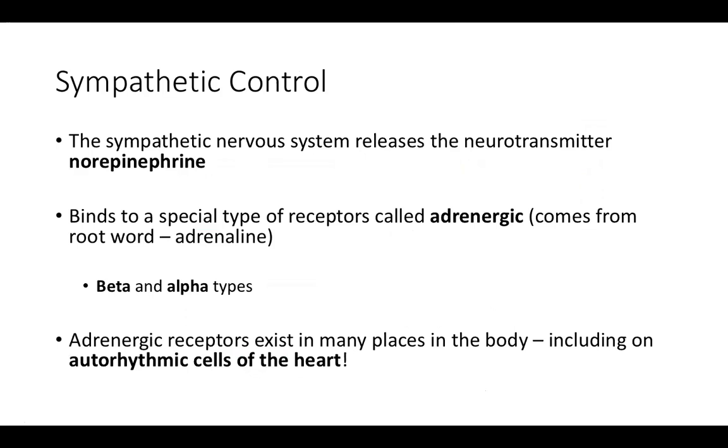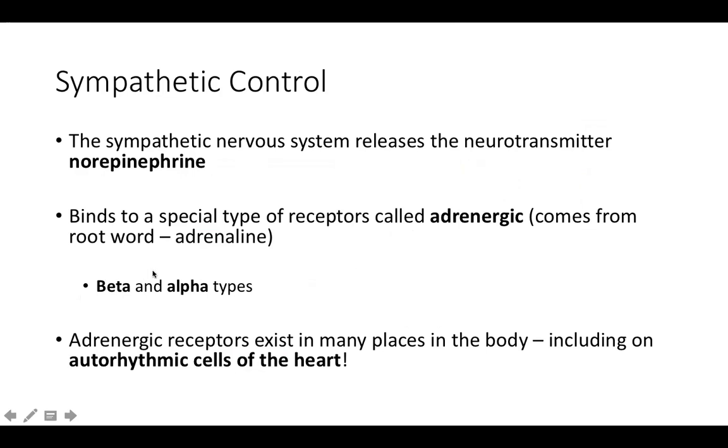Sympathetic nervous system uses a different neurotransmitter. It uses norepinephrine, and it uses a different type of receptor. It uses what is referred to as an adrenergic receptor and comes from the word adrenaline. And there are 2 types of adrenergic receptors that you have in your body. There are alpha and beta types.